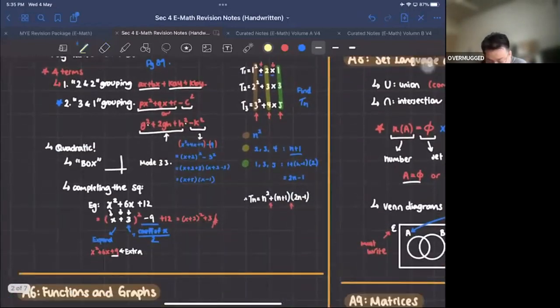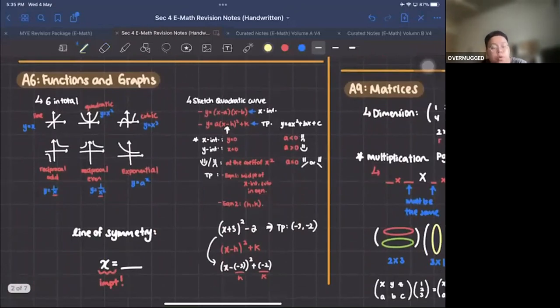Okay, and I'm done. Functions and graph. Read the comments and I'll move on. Can we get these notes? Yes, I will send later. Thank you. Thank you for the answer. Thank you. Okay.